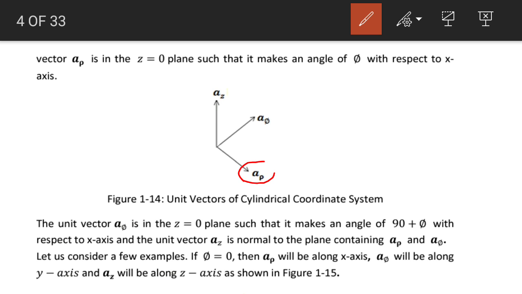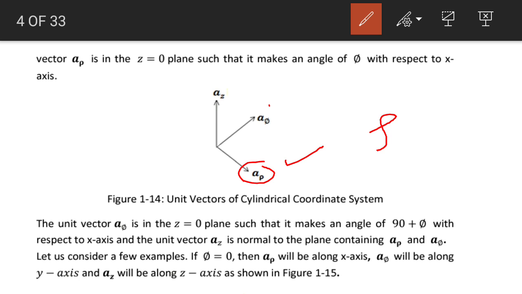So the first unit vector a rho will be along the radial line rho, and we know that this radial line rho is in the z is equal to 0 plane, and this makes an angle of phi with respect to x-axis. So the unit vector a rho is in the z is equal to 0 plane, and this unit vector makes an angle of phi with respect to x-axis.